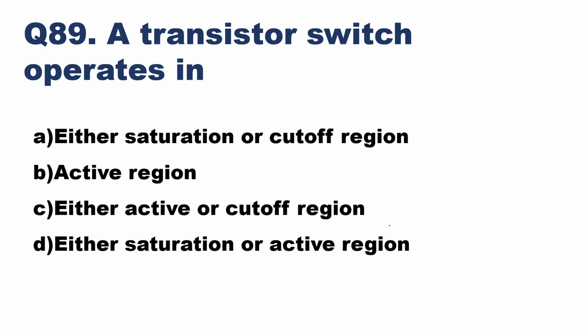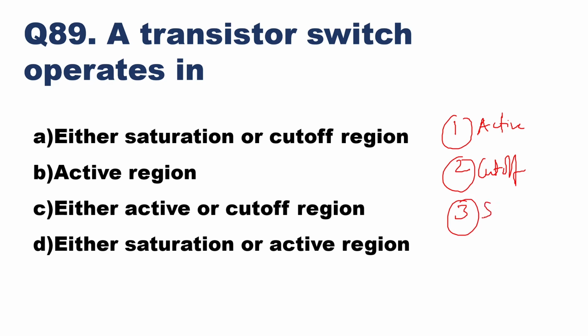Now, when we studied these three modes of transistors, we had studied that a transistor can be operated in the active region, in the cutoff region, or in the saturation region. Okay. Now, if you want to use a transistor as an amplifier, then it should be operated in the active region. But if you want to use a transistor as a switch, then you have to use cutoff and saturation both, because in cutoff, the transistor will be in the off position, and in saturation, it will be in the on position. So here, according to this, a transistor switch operates in either saturation or cutoff.